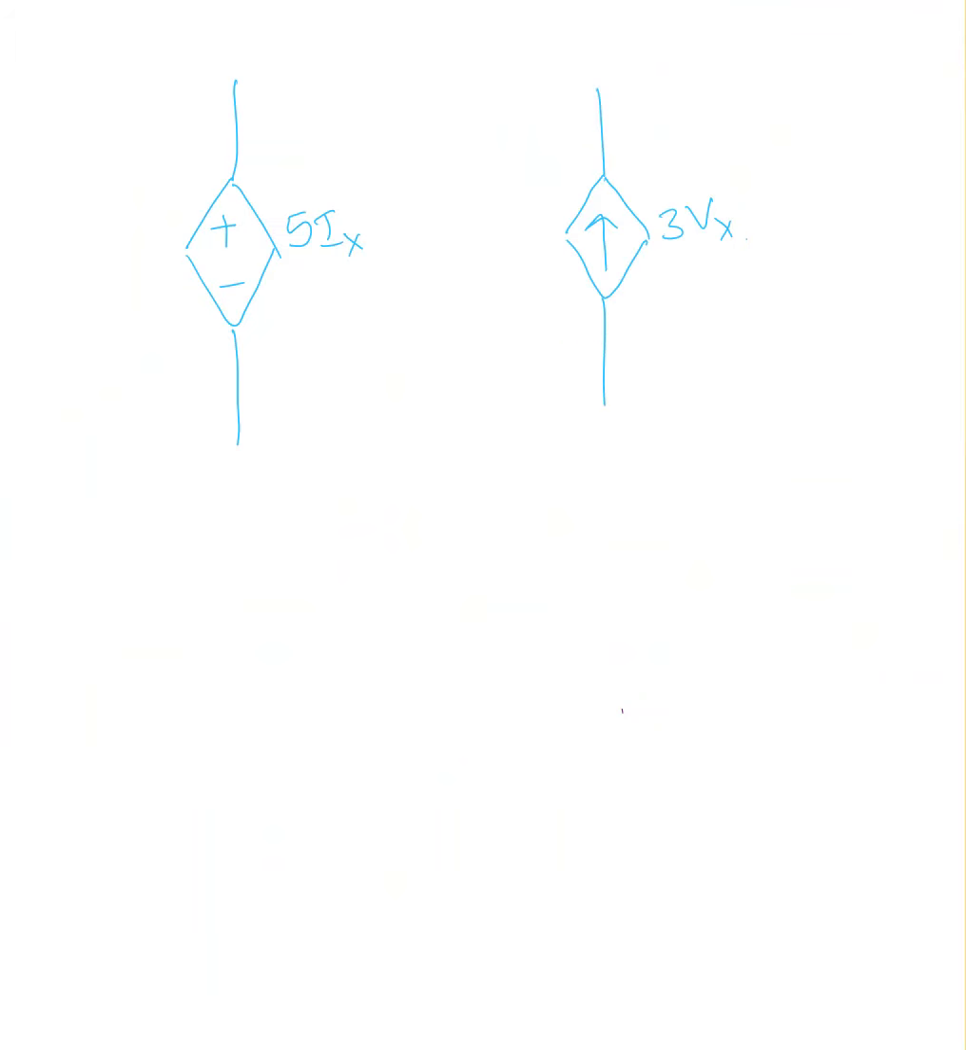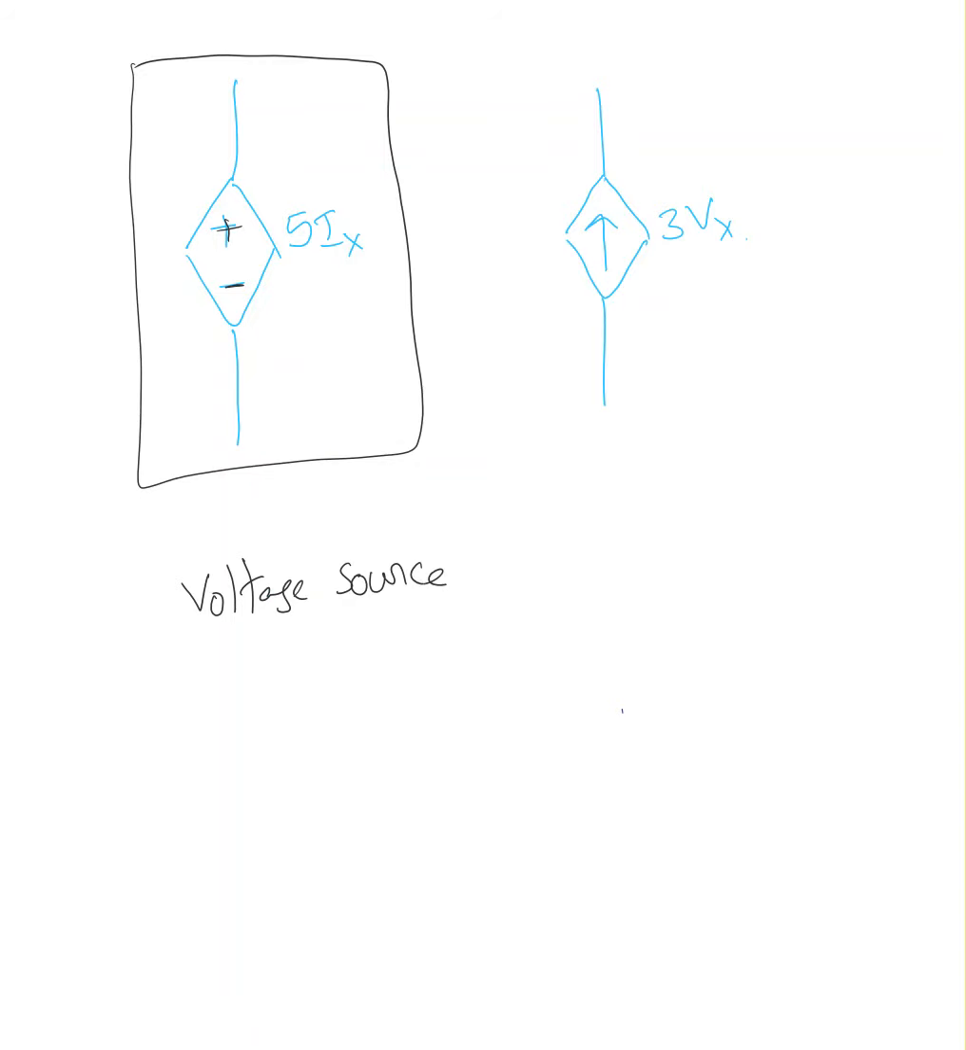Here is a simple example. Look at the first diagram. What kind of source is this? First, it is a rhombus, so for sure it is a dependent source. If you see plus and minus, for sure it is a voltage source. But what is it depending upon? It depends upon Ix, where Ix is the current. So it is a current dependent voltage source.